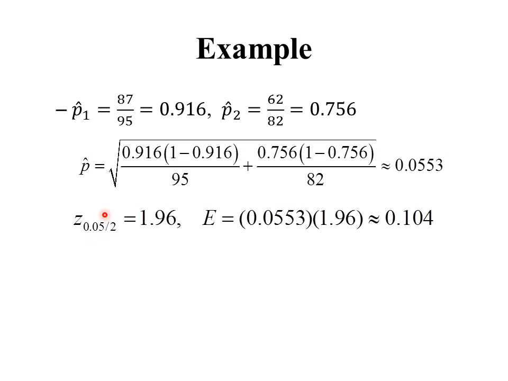Next, for our margin of error, we'll choose our critical value. No confidence level was given in this problem, so we'll use a 95% confidence level. And so our critical value is z sub 0.05 divided by 2, which is 1.96. And then to calculate our margin of error, we'll take p hat times the critical value, and we get 0.104.